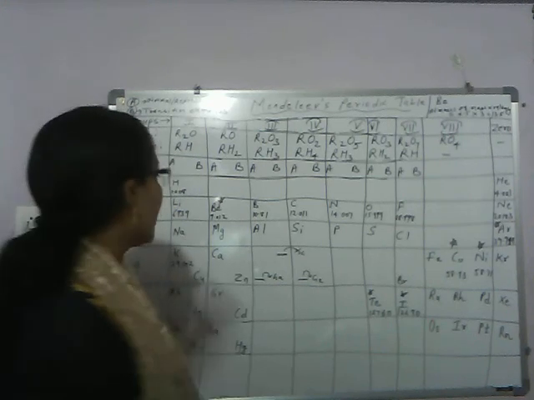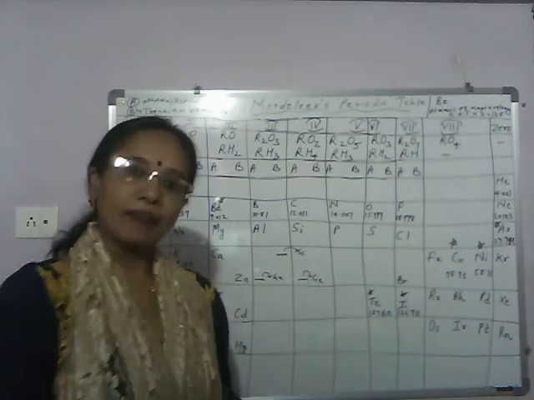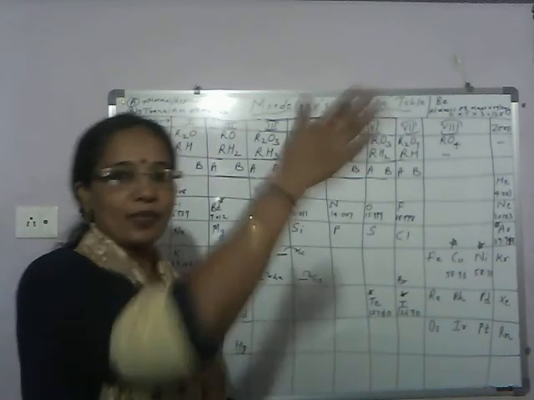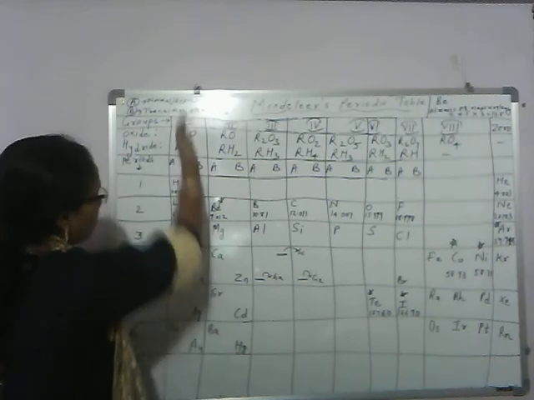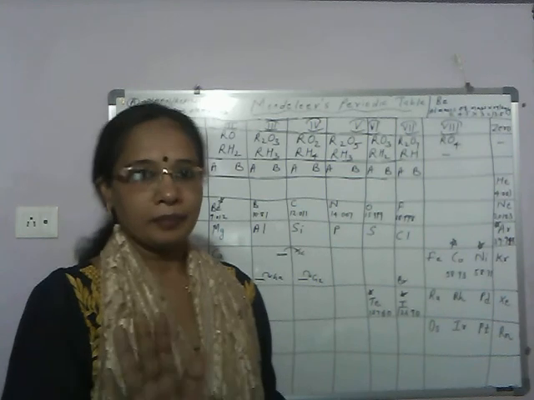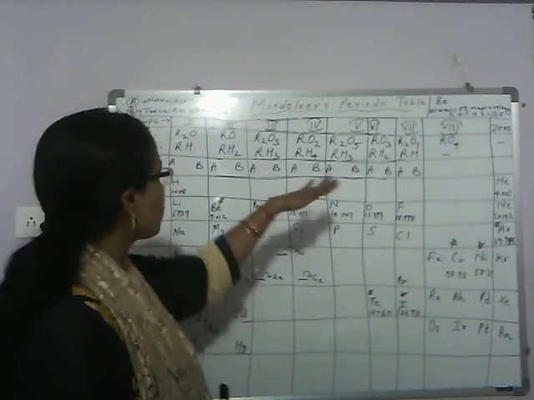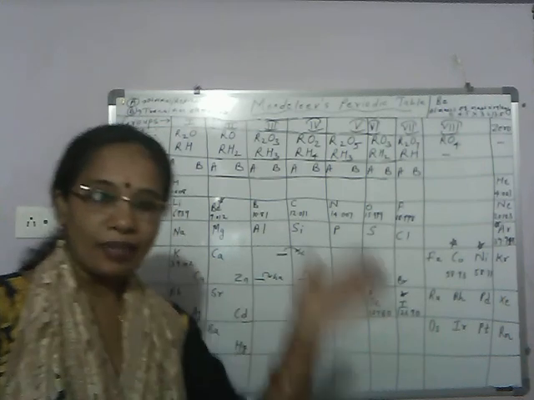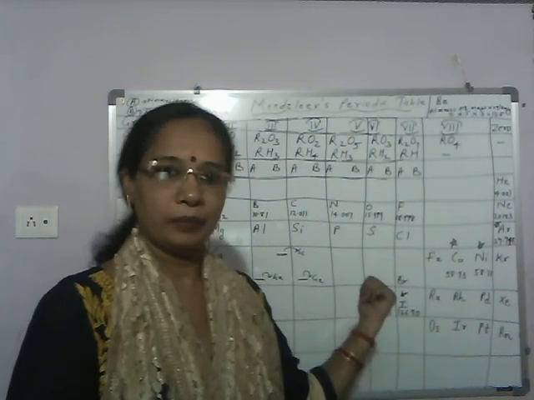So it means when elements are arranged in increasing order of atomic mass, then after regular interval, elements with similar properties reoccurred. So all these elements which come under particular column, particular vertical column, their properties are similar. Clear? Now students, next I will discuss with you the advantage and disadvantage of Mendeleev's periodic table. Okay.